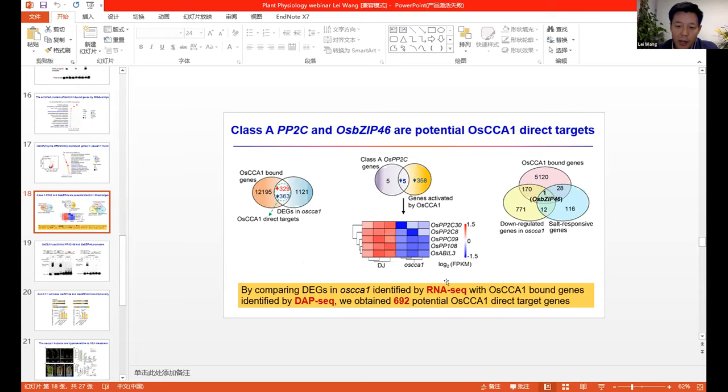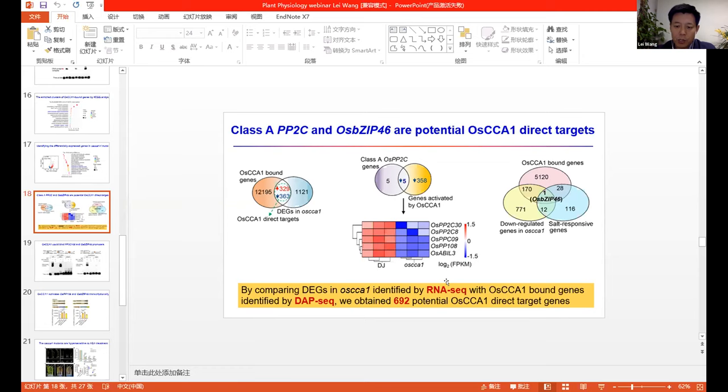I think probably this depends on which kind of complex it forms. It may form a transcription repressor complex with other proteins. It may also function as an activator by interaction with different proteins. Thus it forms two kinds of complexes, one complex as activator, another complex as a repressor. I think we may need to identify OsCCA1 interactomes in the future to clarify this question.